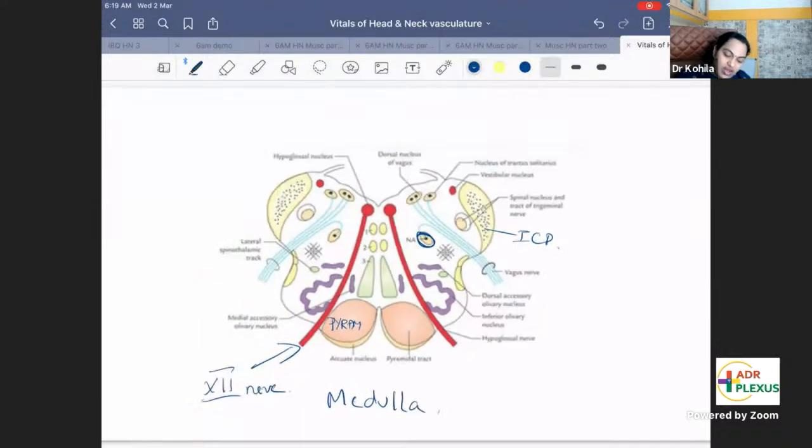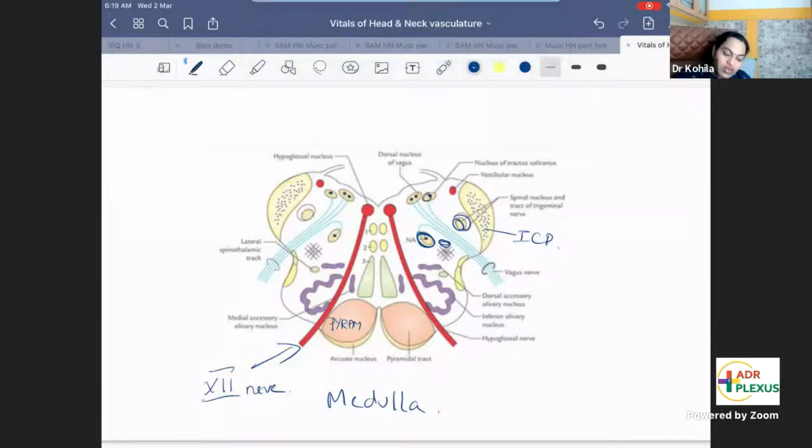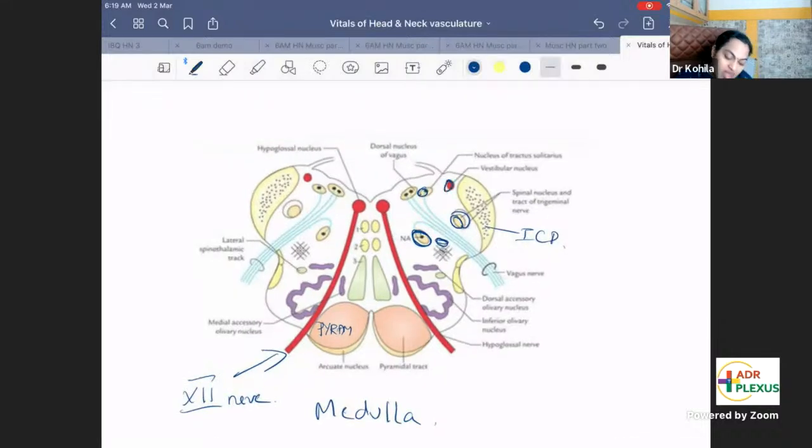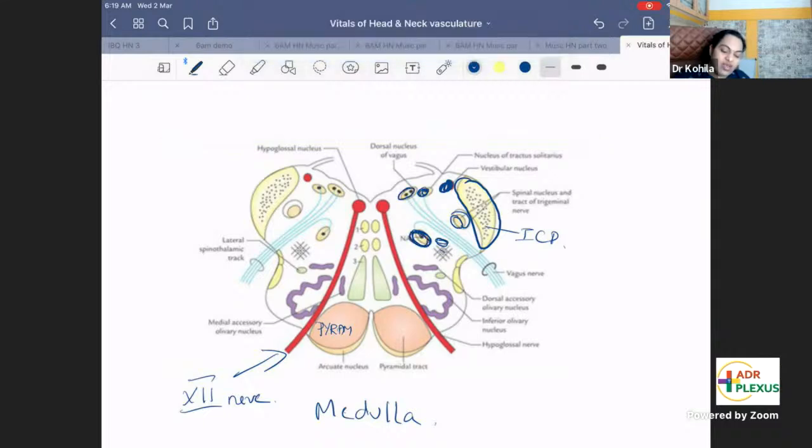Special visceral efferent column. This is the spinal nucleus and the tract of the trigeminal nerve. You can see the spinothalamic tract, which will be the lateral spinothalamic tract. These will be the vestibular nuclei. The vestibular nucleus is this one. Okay, so the inferior cerebellar peduncle, the vestibular nuclei, the nucleus tractus solitarius, dorsal nucleus of vagus, nucleus ambiguus.